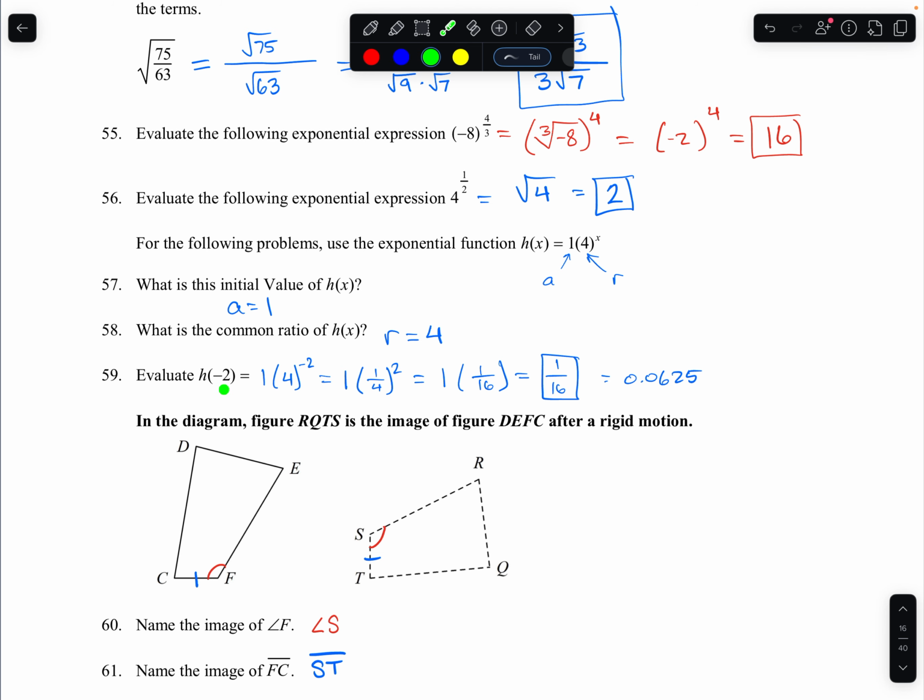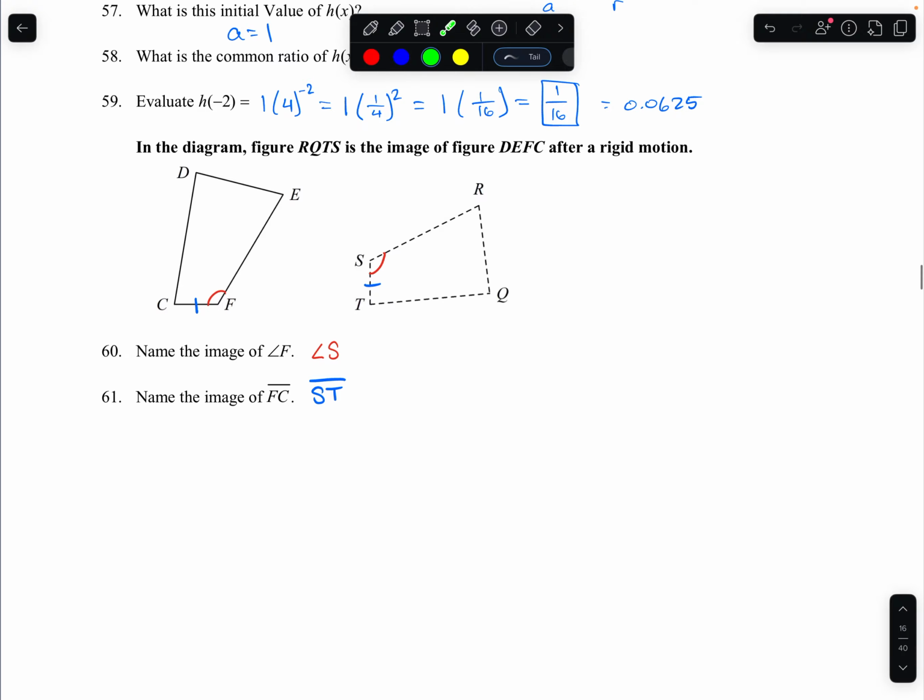59, evaluate h of negative 2. So that means take this function and plug in negative 2 everywhere you see an x. So I still have a 1 times 4 to the x power, but I'm replacing x with negative 2. And 4 to the negative 2 power, because of our negative exponent rule, I can do the reciprocal of 4 to the positive 2 power. And 1/4 squared, 1/4 times 1/4 is 1/16. And 1 times 1/16 is just 1/16. So I tend to leave my answers as fractions. If you happen to write it as a decimal, it would be 0.0625.